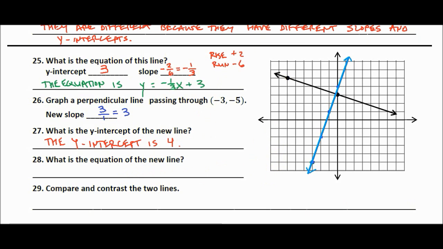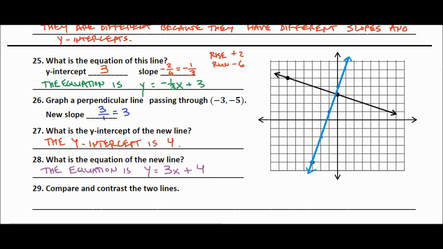What is the equation of the new line? Well, we've got our new slope. We have our y-intercept. All we have to do is write the equation. The equation is y equals, think about it yourself, you should be working ahead of me on this one. It's slope, which is 3, our new slope is positive 3. X goes together with the slope, our y-intercept is 4, so we have 3x plus 4.